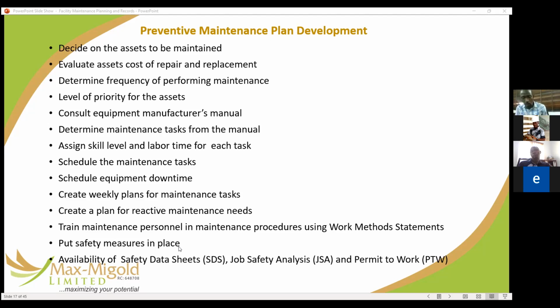Then it is the function of the operations manager to also sign the permit to work, after he has ensured that he can easily shut down the equipment for whatever task you want to perform on it. So these are what is very, very key when you want to draw up your normal preventive maintenance. So it all depends on the facility.